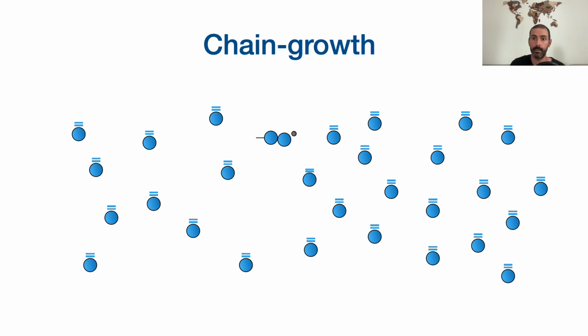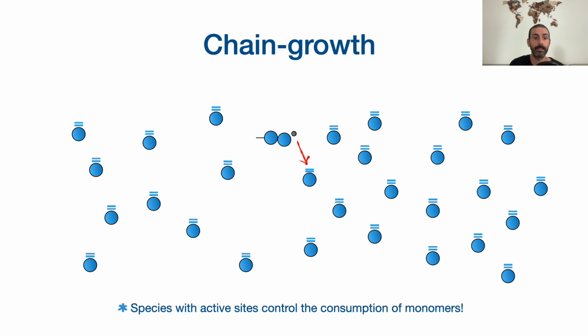But here it's completely different, because now there is only one active site. This active site is on the dimer, so it doesn't matter. Now there are 28 monomers watching, they're just watching. The one that has the active site is the dimer, and therefore the dimer will react, right? It will find another double bond and consume it, right? So it's species with active sites that actually control the consumption of monomers.